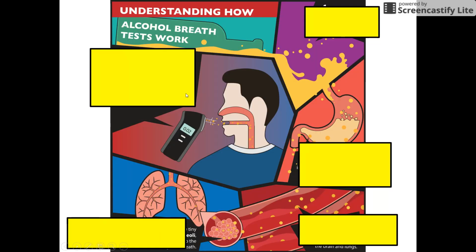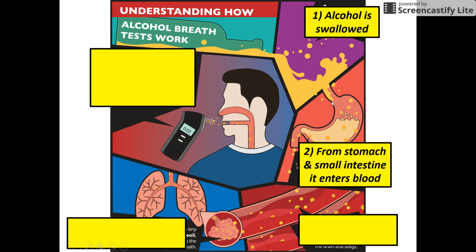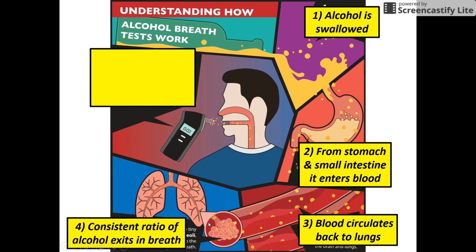Okay, now, why can we use breath to test for alcohol? So here's how it works. A human being swallows some alcohol. The alcohol is absorbed into their bloodstream in the stomach and the small intestine, and then the bloodstream carries the blood all around your body, and of course it carries the blood to the lungs. Now, in the lungs, a certain percentage of alcohol actually goes out into your breath, and it's a consistent ratio. Every time you breathe, if there's alcohol in your blood, a certain exact small ratio of that alcohol goes out in your breath.